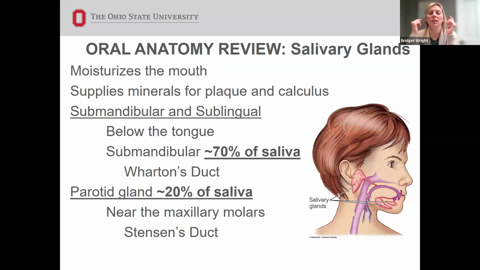And then the next one is the parotid gland, which is going to be up by your maxillary molars, and you can see that in the depiction too. This produces 20% of the saliva, so another good portion. When you look intraorally, the Stenson's duct is usually right up there next to your maxillary first molar region, and it's usually covered by a little soft papilla.